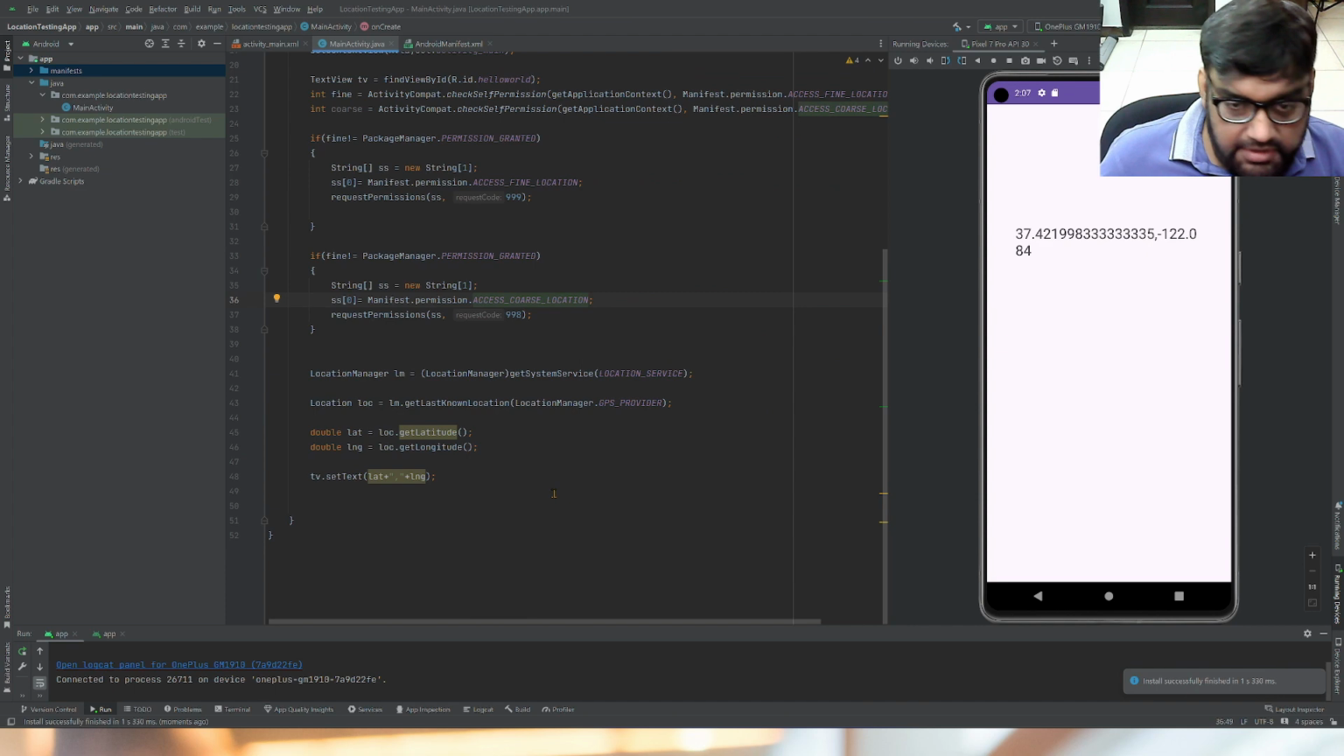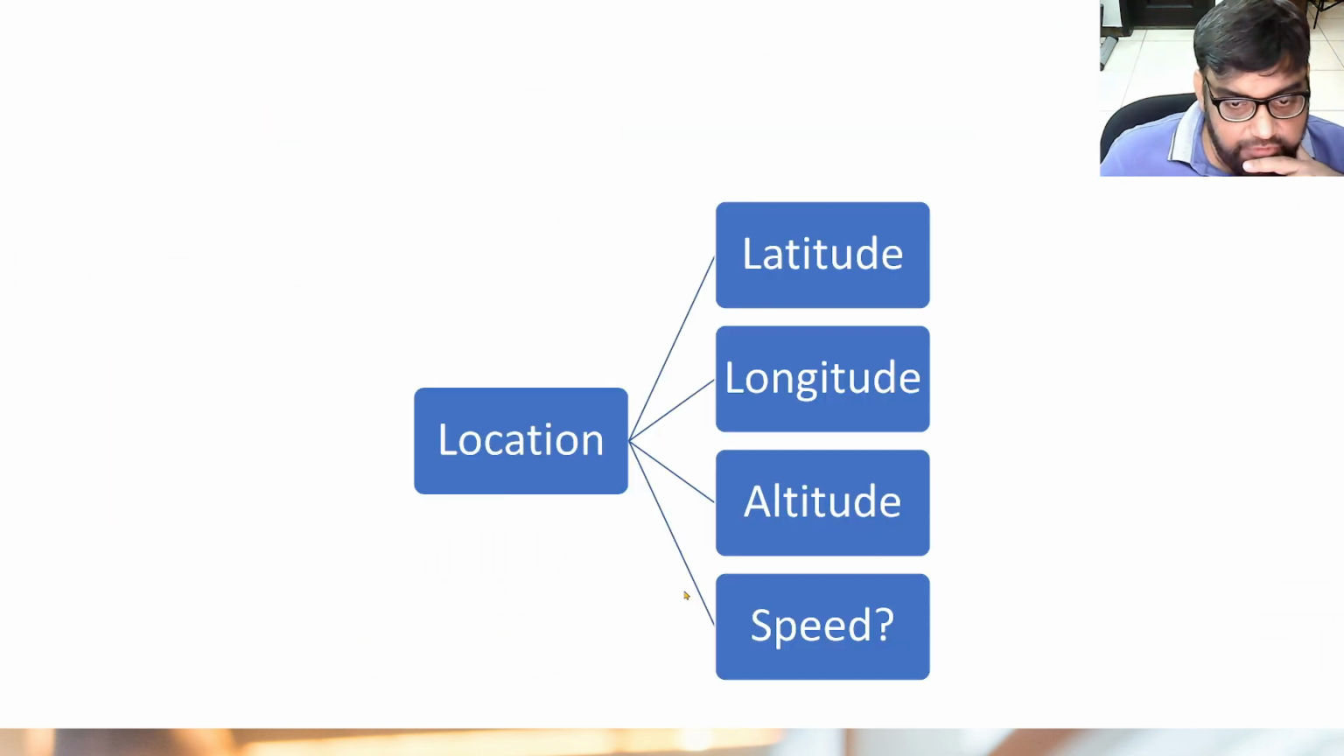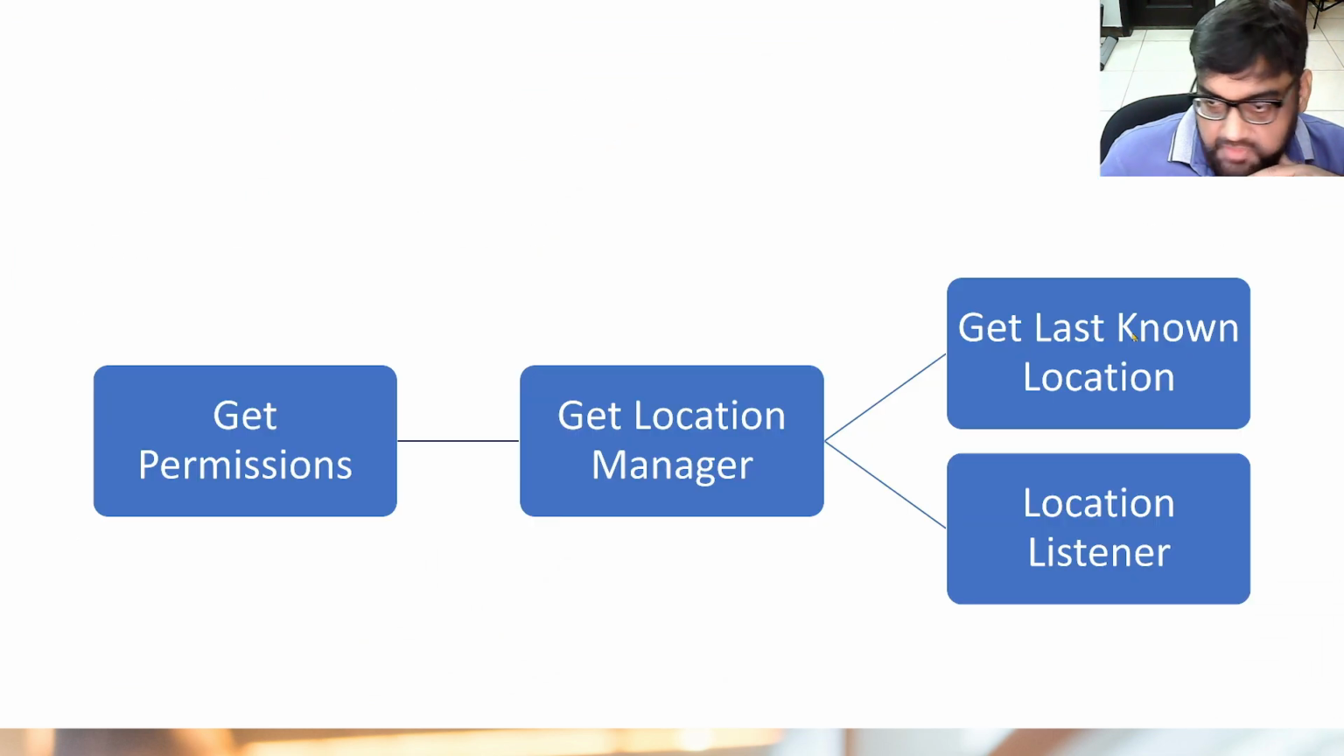What you could do now is look at the other option that we have. Instead of going for last known location, we will go for a location listener. What is a location listener? Based on your criteria, it will update your location every now and then.